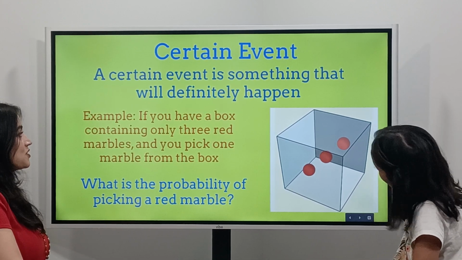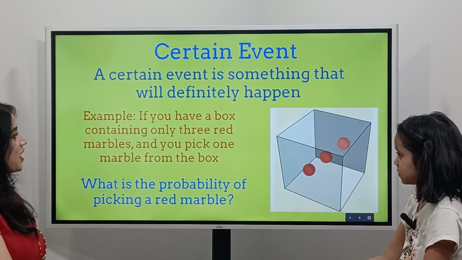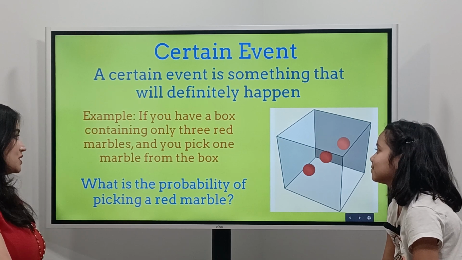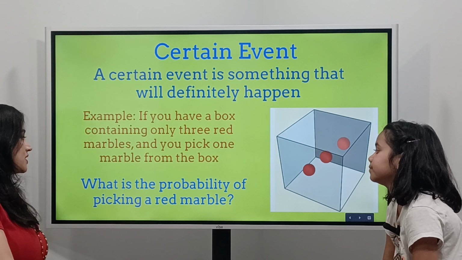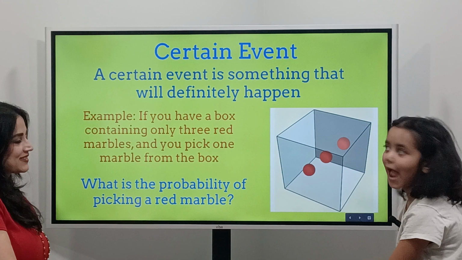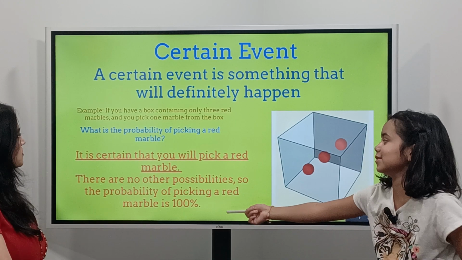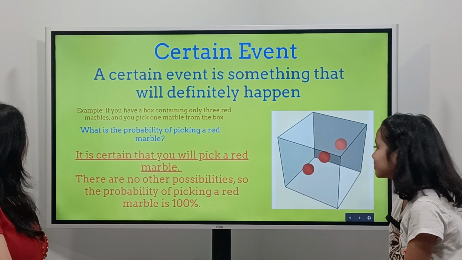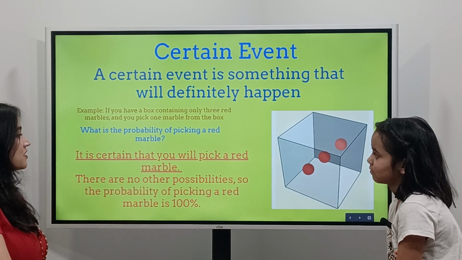So let's read the example. If you have a box containing only 3 red marbles and you pick 1 marble from the box, what is the probability of picking a red marble? Let's see the next slide. It's 100% of picking red. So the question was, what is the probability of picking a red marble?